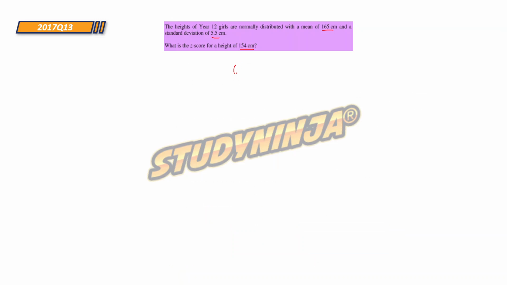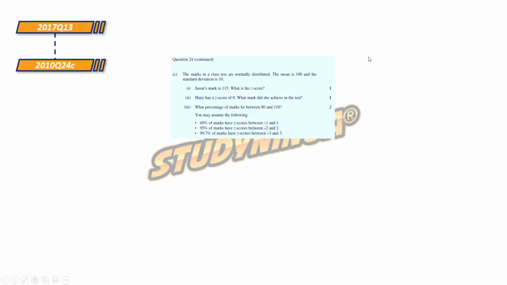In this case, your observation is 154. You subtract the mean, which is 165, and you divide by 5.5, and that will give you the Z-score. It can't get simpler than this. This is the easiest way a question can be asked, giving you the marks in the bag.